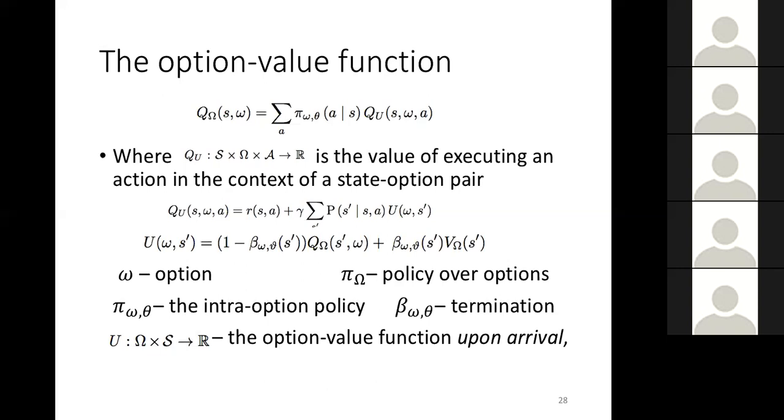Since the notation has changed, what's the relationship between this definition and the previous one? The difference is just the option. Before, we used O as the option. Now we use omega as the option, because this paper uses omega. And this is the mu, the high level policy. And this is the pi we mentioned in the previous slide. And the beta is not changed.